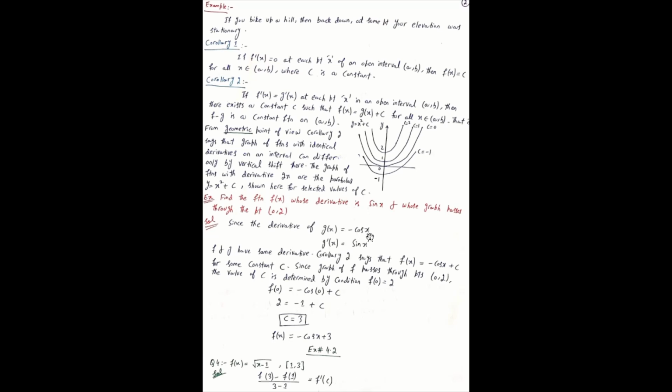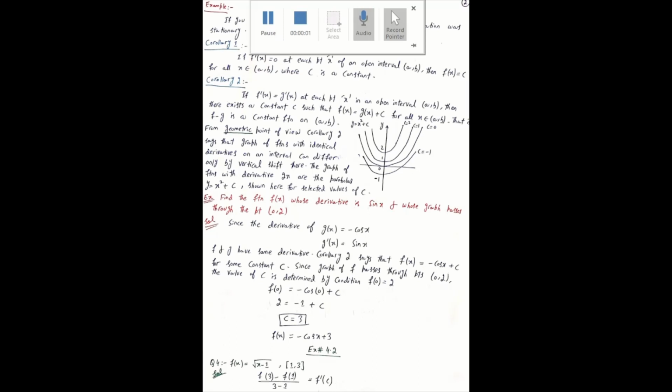Since the derivative of g of x is minus cos x, g dash of x is sine x. So f and g both have the same derivatives. According to the corollary, f of x is g of x plus c for some constant. Since the graph of f passes through the point (0, 2), the value of c is determined by the condition f of 0 equals 2. Substituting the value in the equation, we get c equals 3. So f of x equals minus cos x plus 3. This is the function whose derivative is sine x, and this function passes through the point (0, 2).